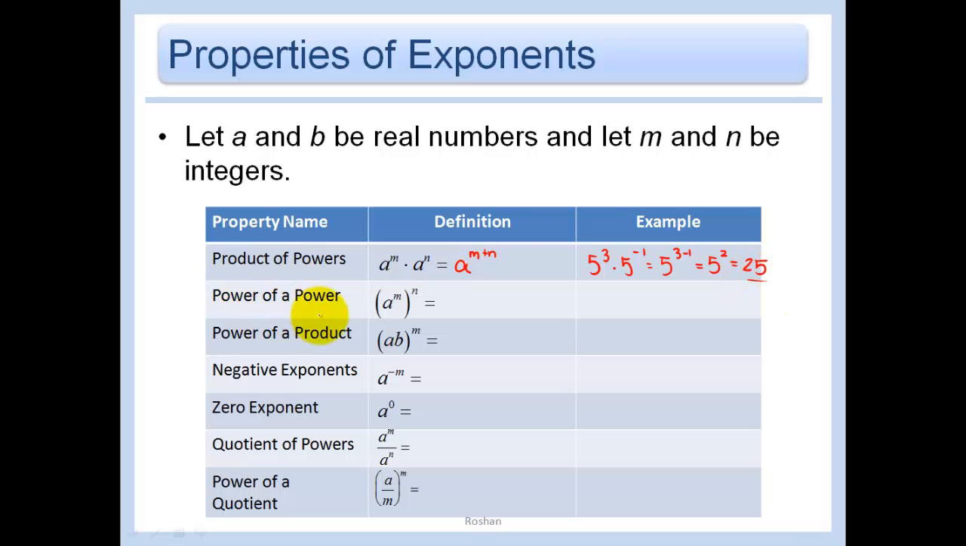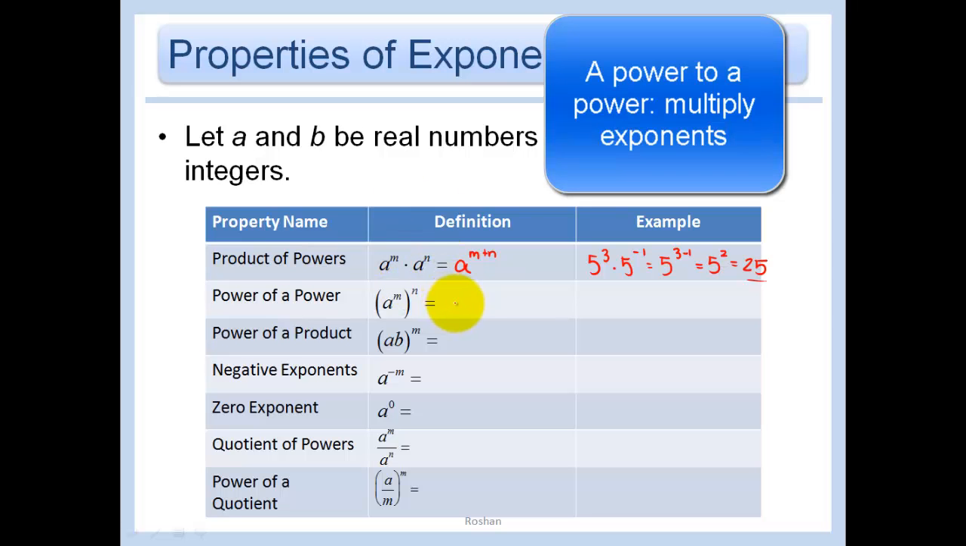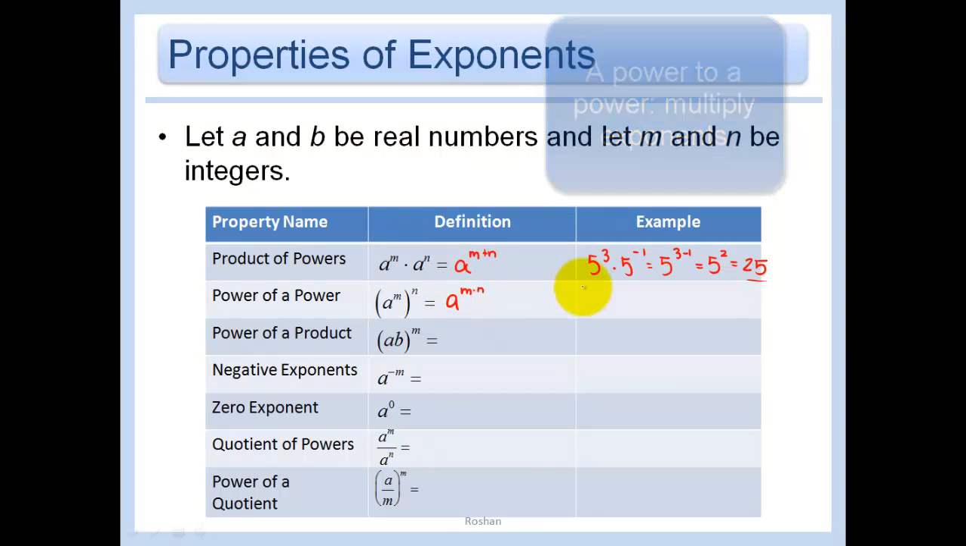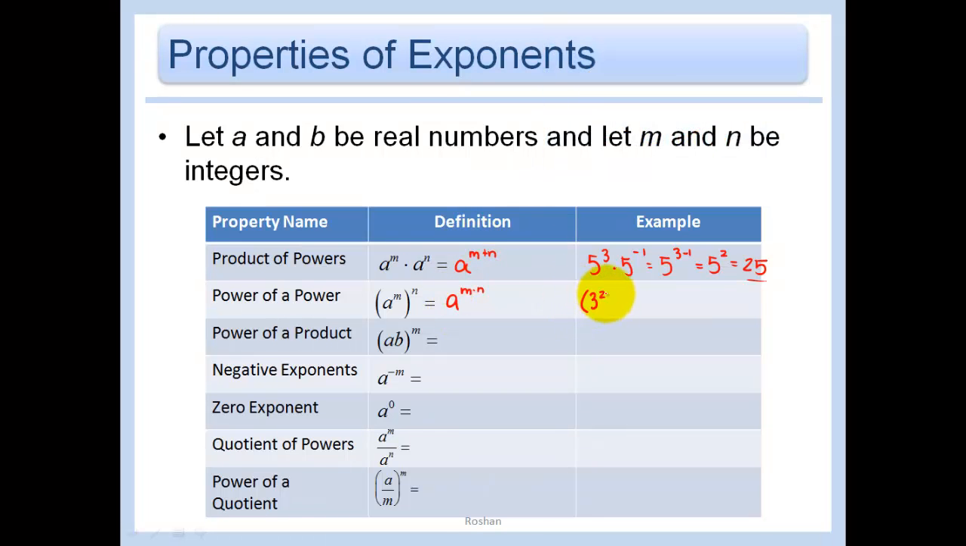The power of a power says that if you do a to the m power and raise it to the nth power, that means that you multiply the exponents. So let me show you why this works. Let's say we have 3 squared and we're going to cube it. Well, cubing it means you do 3 squared times 3 squared times 3 squared. You see, so I have it 3 times, and that's why I multiply 2 times 3 and I get 3 to the 6th power. And I can just leave my answer like that.